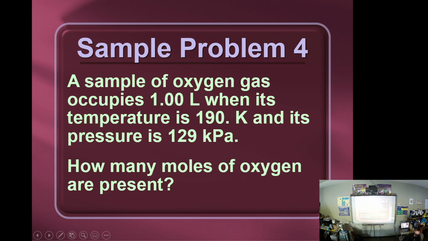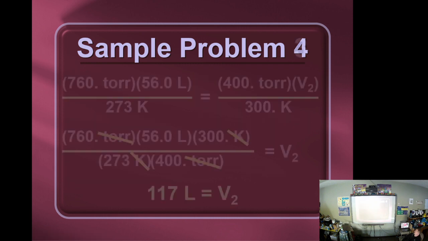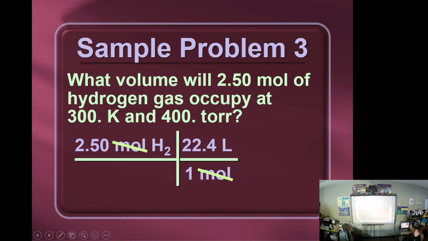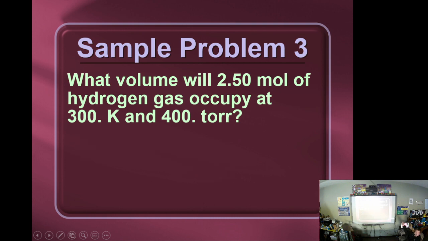I still don't understand how I'm going from liters to moles. I get that if you're going from molar volume, 1 mole is 22.4 liters. If you're given liters, divide by 22.4. If you're given moles, multiply by 22.4. If you're given liters, how do you get 56? This is a different problem. Oh, you multiply from the top here. This was sample problem 3, not 4. Oh my goodness.